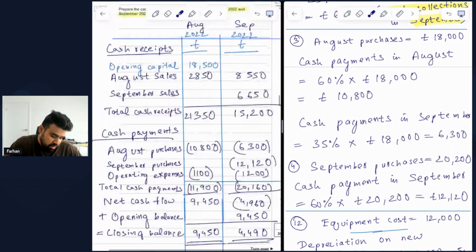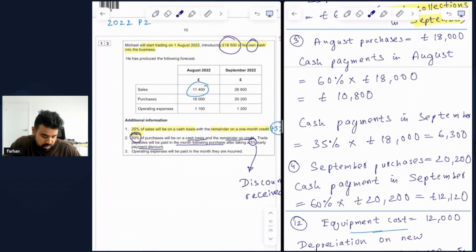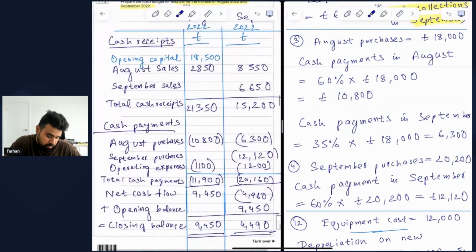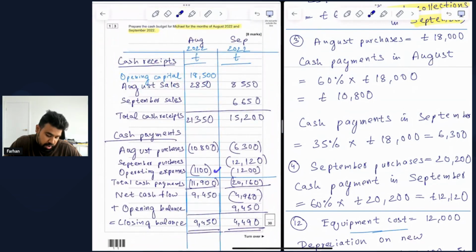Now let's look into the section for operating expenses. It is very straightforward and says that whatever operating expenses the business will have, they will all be paid in the month they're incurred, which means operating expenses for August 2022 being 1,100 would simply mean that payment for operating expenses in terms of cash for the month of August 2022 is £1,100 based on what's given in the table in the question. And payment for operating expenses for the month of September is £1,200. Again, it's already given in the question. And based on the requirements, we understand that they're paid in the same month as they're incurred.